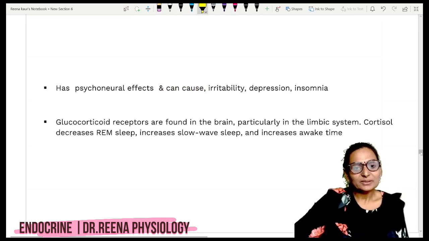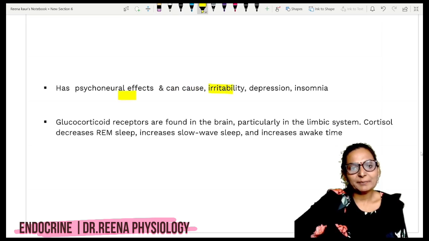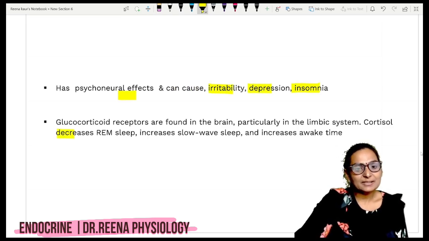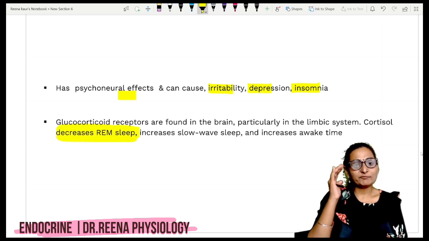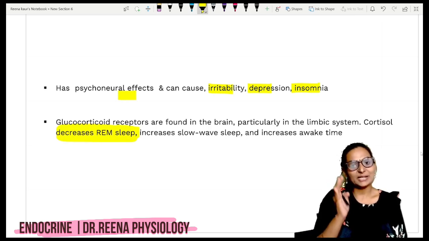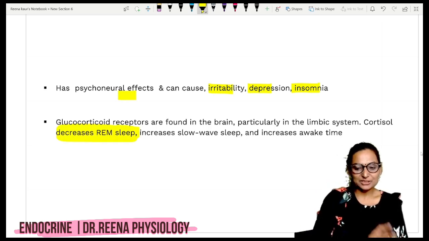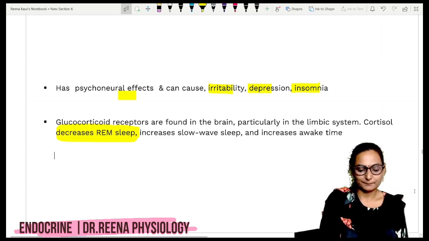Then over the CNS, psychoneural effects like irritability, depression, insomnia, and it decreases REM sleep. You know that REM sleep is very, very important for your mental well-being, and therefore there is irritability and depression with cortisol.